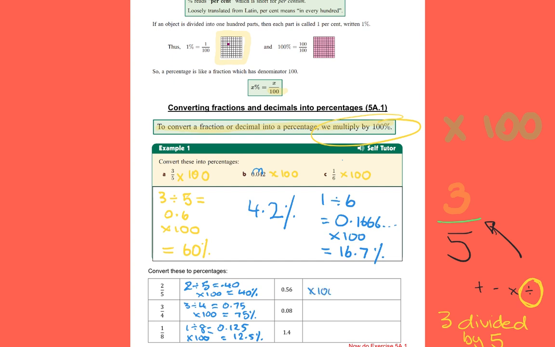These decimals are already done. So times by 100, 56%, times 100, 8%, times 100. Now the 1 tells us this is going to be bigger than 100%, 140%. Okay, so just to summarize, a fraction has to go to a decimal before it can go to a percentage.